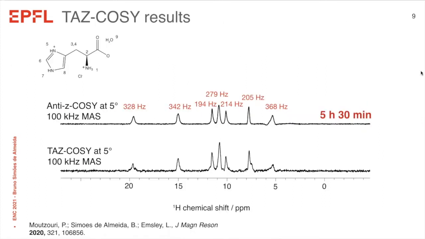And this is the final result that I wanted to show you, where we compare the line widths between the projections obtained with Anti-z COSY and TAZ COSY. The TAZ COSY projection line widths are within the same range as in Anti-z COSY, and for some of the peaks they even present narrower line widths. But the nicest thing about this spectrum is that we obtained it in only 20 minutes. 20 minutes.